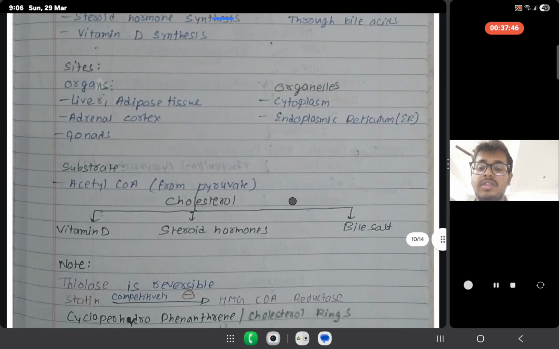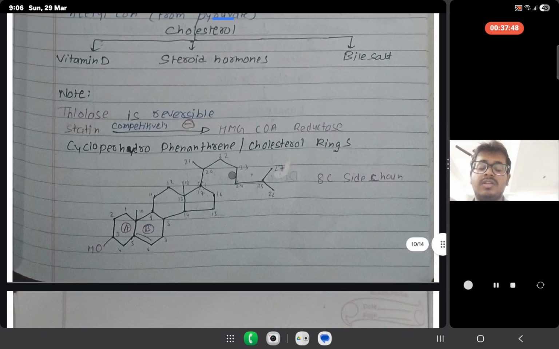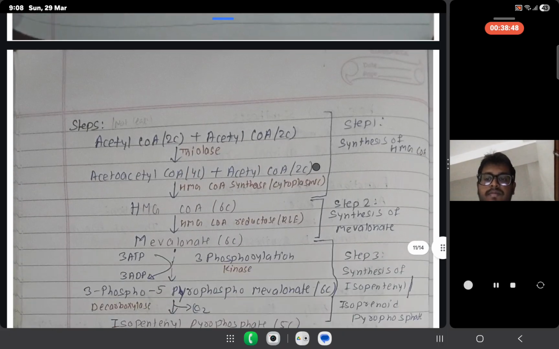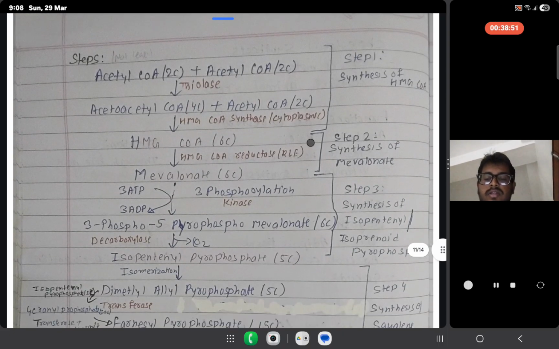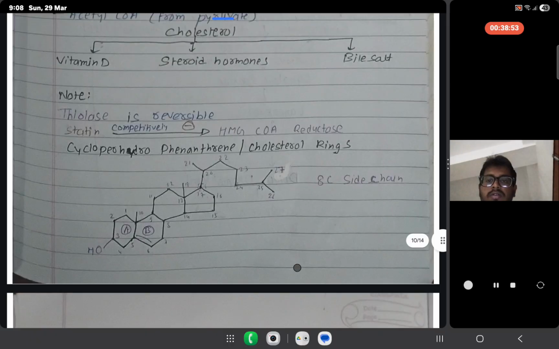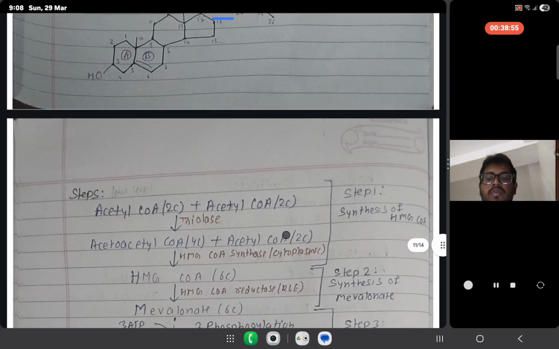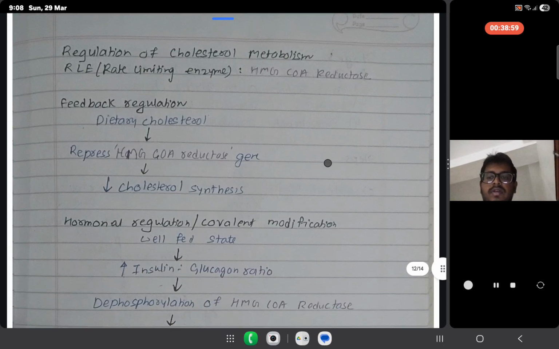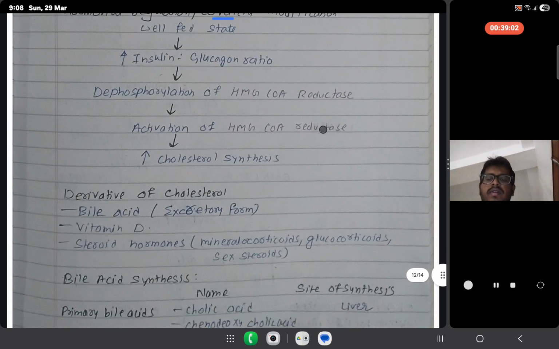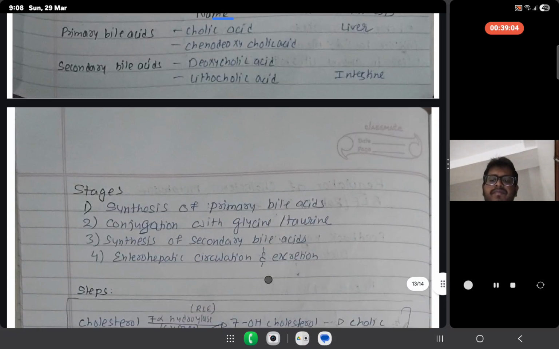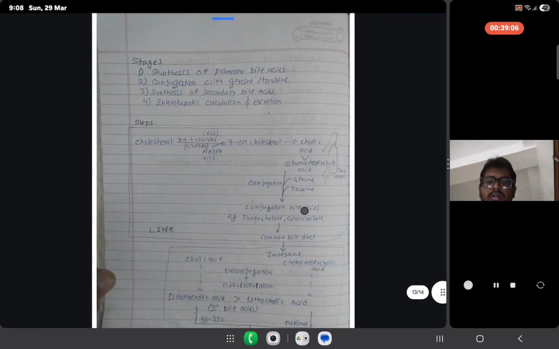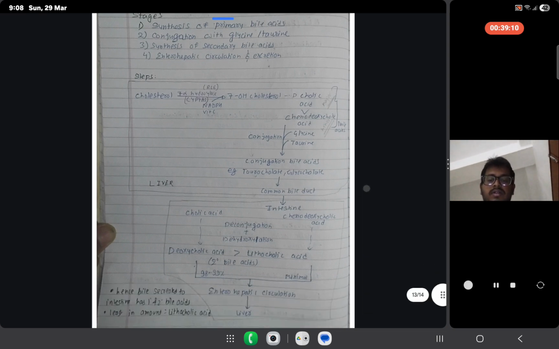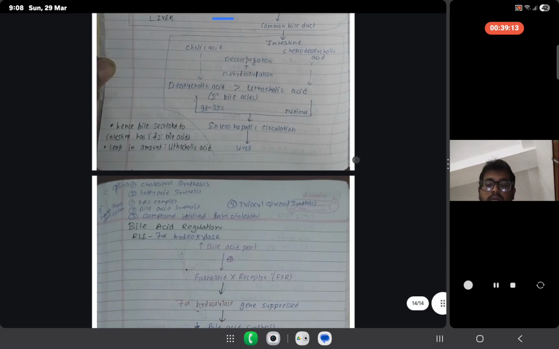Then cholesterol synthesis, these are the steps of the synthesis. Now we talked about regulation of cholesterol metabolism, hormonal regulation, as well as the derivatives and steps of cholesterol, how bile formation happens, and an important question I'll tell you at last.